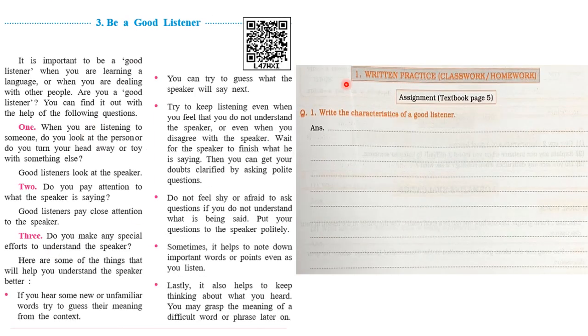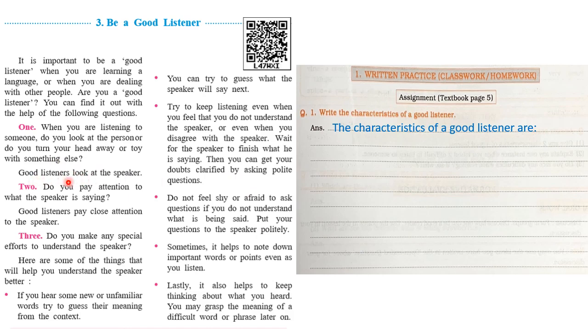Students, let us start with written practice, classwork, homework, assignment 1. So this lesson is on page number 5 of your English textbook. Question number 1, write the characteristics of a good listener. So from this lesson, we have to write the characteristics of a good listener, which we learned in the previous video also. So first, we will write the characteristics of a good listener are, and let us find from here.